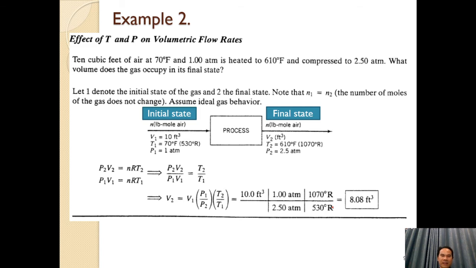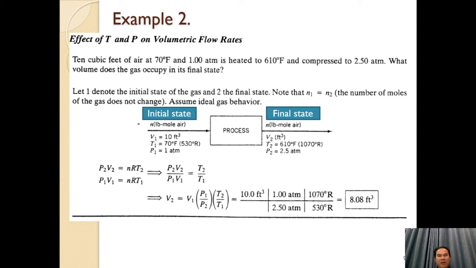For the next example, we study the effect of temperature and pressure on volumetric flow rate. 10 cubic feet of air at 70 Fahrenheit and 1 atm is heated to 610 Fahrenheit and compressed to 2.5 atm. For this case, what volume does the gas occupy in its final state? The first step is easy: you have to draw the flow chart.